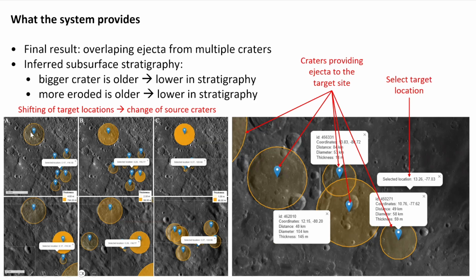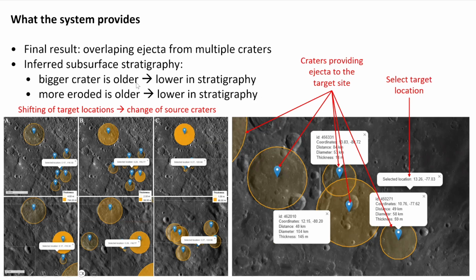Here some further examples demonstrate how the system works. If you click toward east or west longitudes, then you can see that if you approach certain craters, it provides much more ejecta, which is indicated by color shading, or less if you go further away from the crater. And after this, you need to provide an inferred subsurface stratigraphy, which is very difficult, of course.